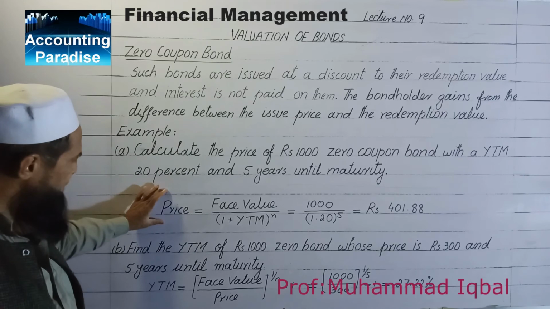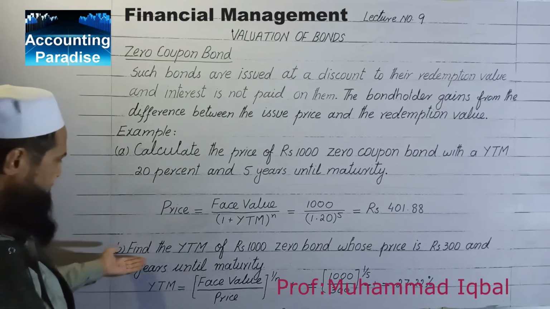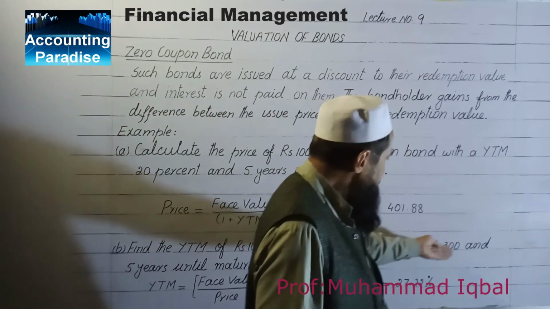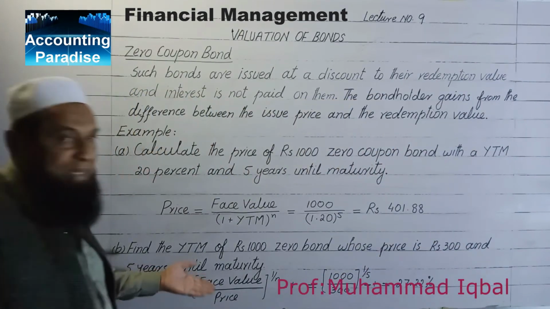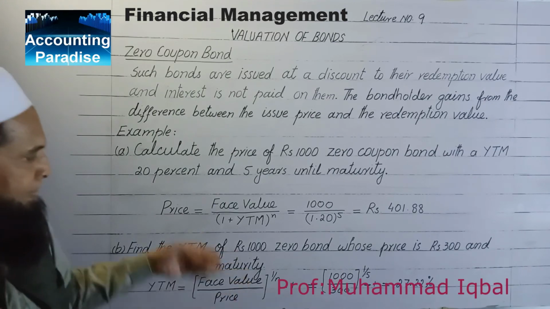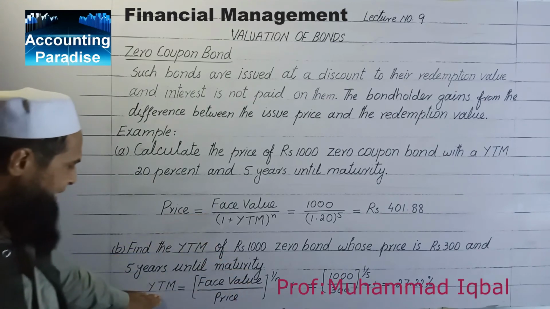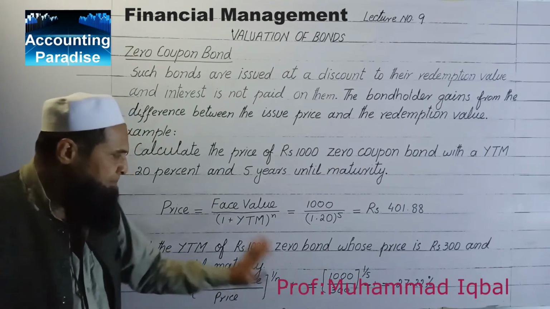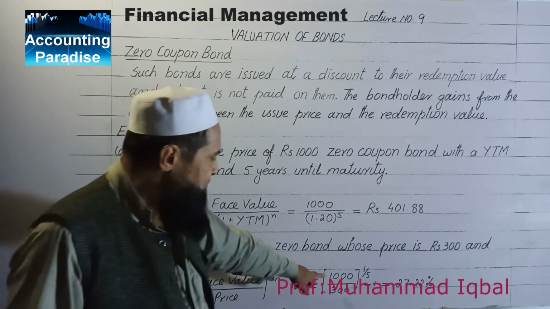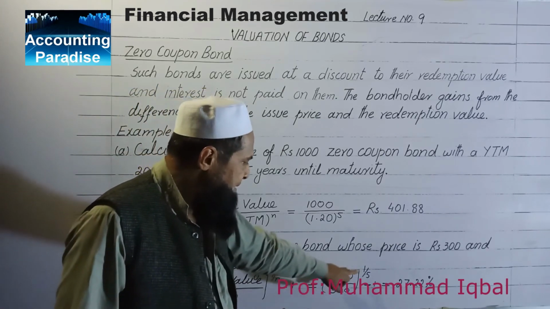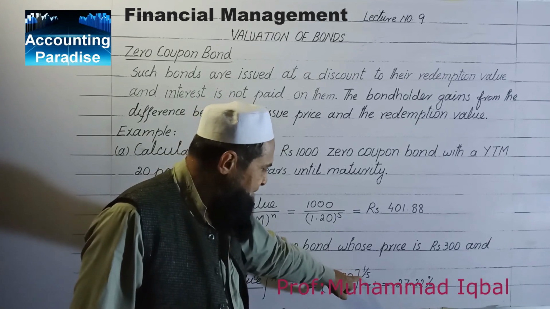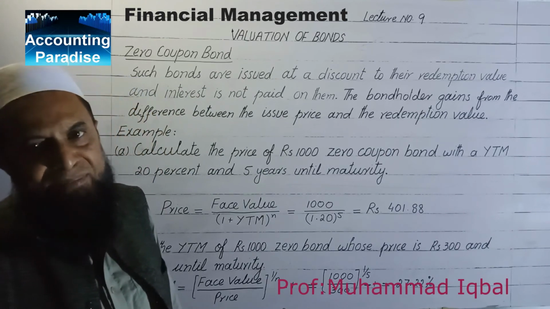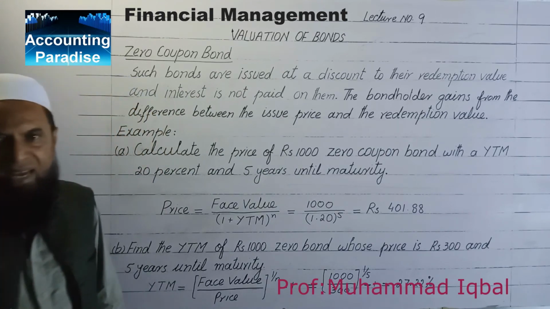Now the second portion of this example is to find the YTM. Here we found the price, but here find the YTM of a 1000 zero coupon bond whose price is 300 and 5 years until maturity. It is selling at 300 rupees, face value 1000, what will be its YTM? YTM is equal to face value over price raised to the power 1 over n, minus 1. Face value 1000, price 300, power 1 over 5, minus 1. It comes to 27.22%. The YTM is equal to 27.22%.